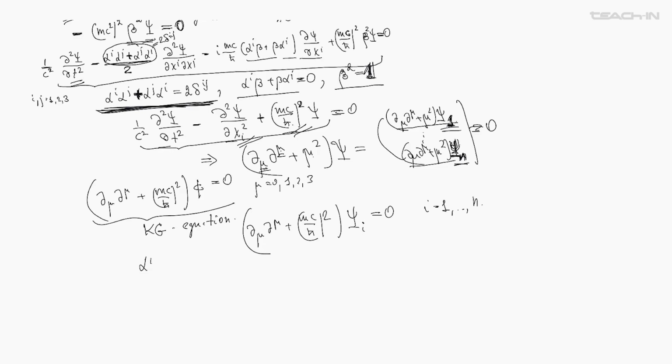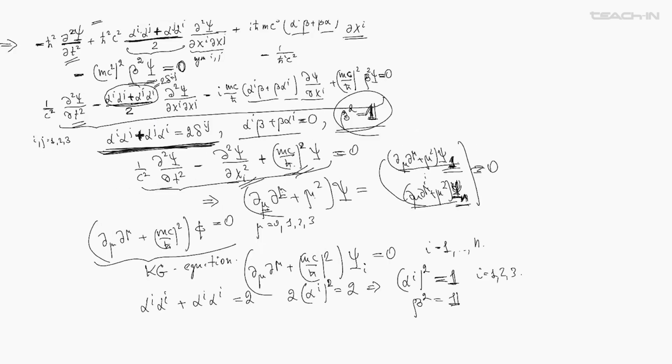Then it's equal to 2. So in other words, 2 alpha I squared is equal to 2. So from here you deduce that alpha I squared, the square of any of these matrices, is equal to 1. I is, as I said, running 1, 2, and 3. So any of these matrices squares to 1, and beta also squares to 1. And this comes directly from the condition we have to impose on beta. So all the matrices square to 1. That's our first consequence for these matrices.